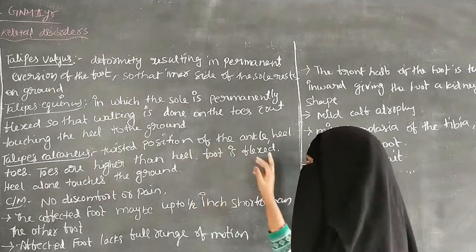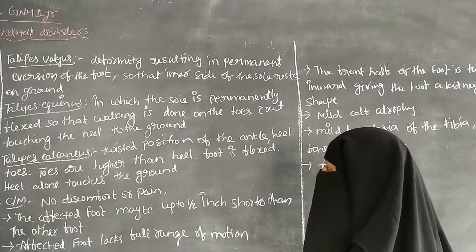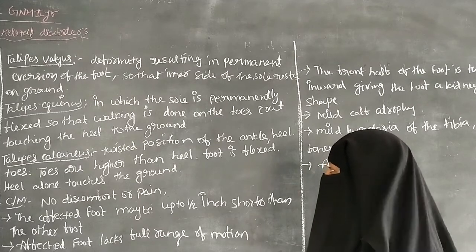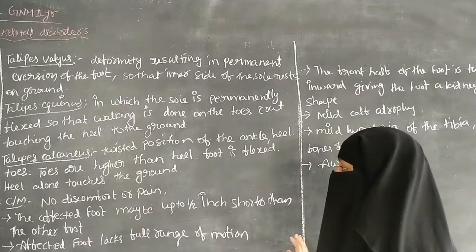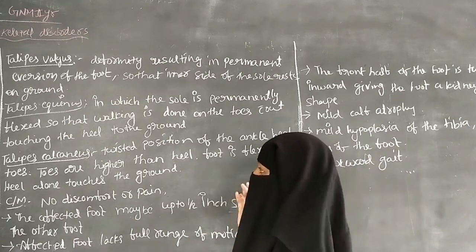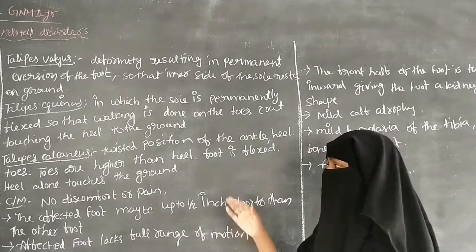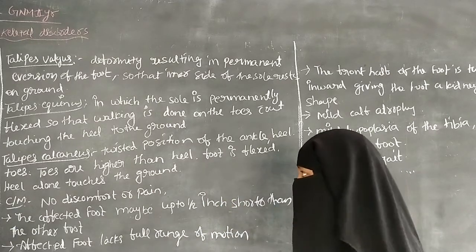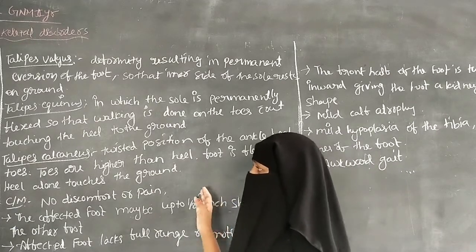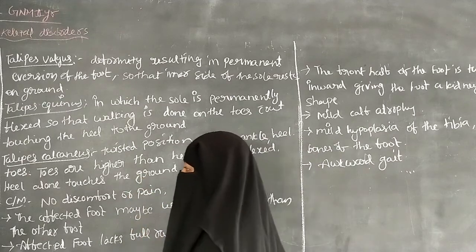So in this twisted position of the ankle, the toes are higher than the heel, the foot is flexed, and the heel alone touches the ground. The heel touches the ground and the toes are higher than the heel. So it is called Talipes calcaneus.